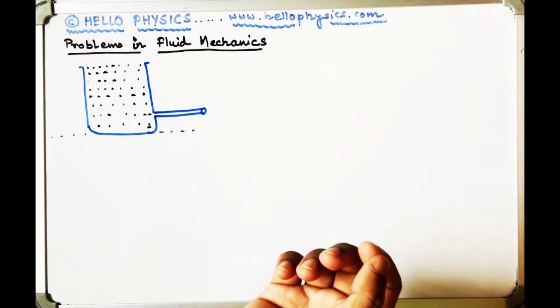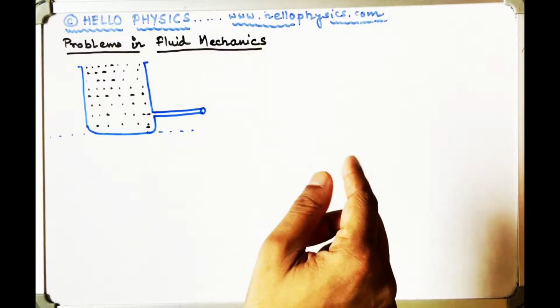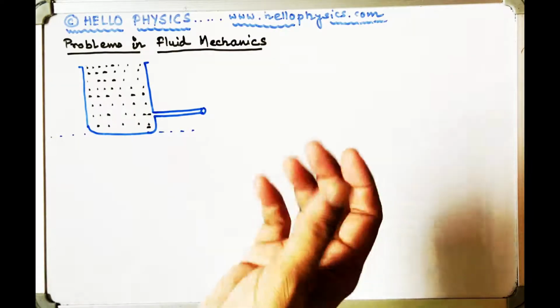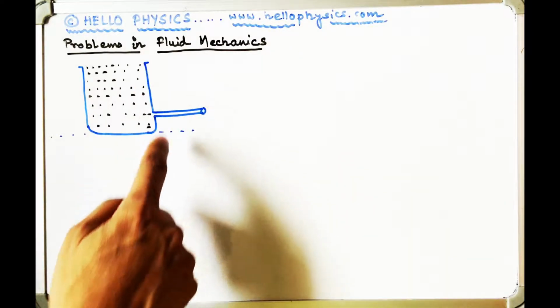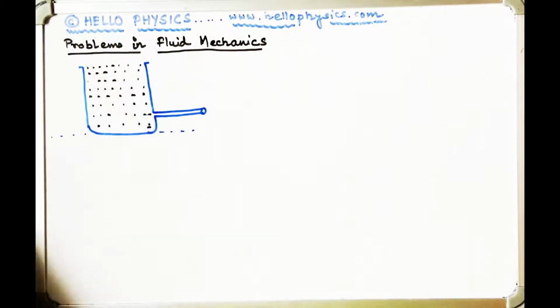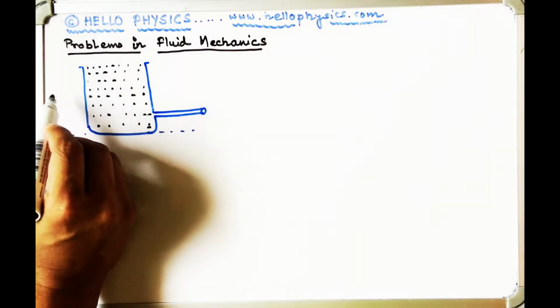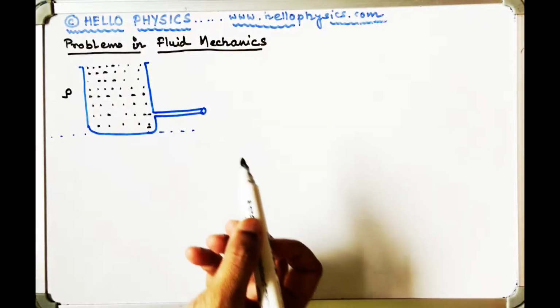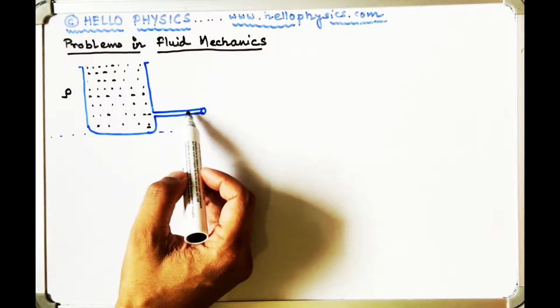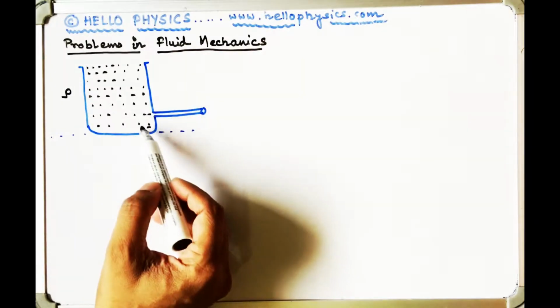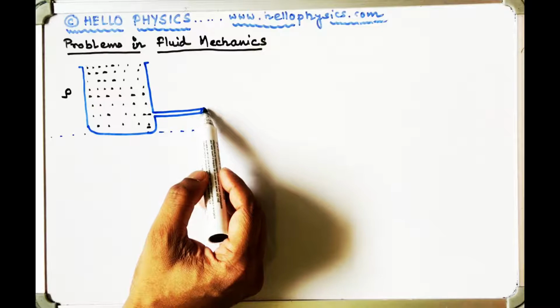In this problem, you would get into a different perspective of fluid mechanics. As you can see, I have a container containing some liquid inside it. Let's say this liquid has a density of rho. Now, there is a pipe fitted into this container and there is a hole at the end of the pipe.